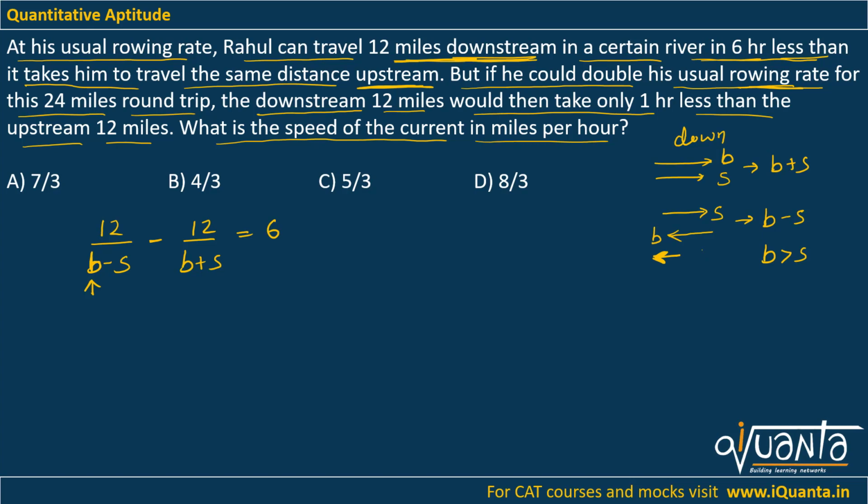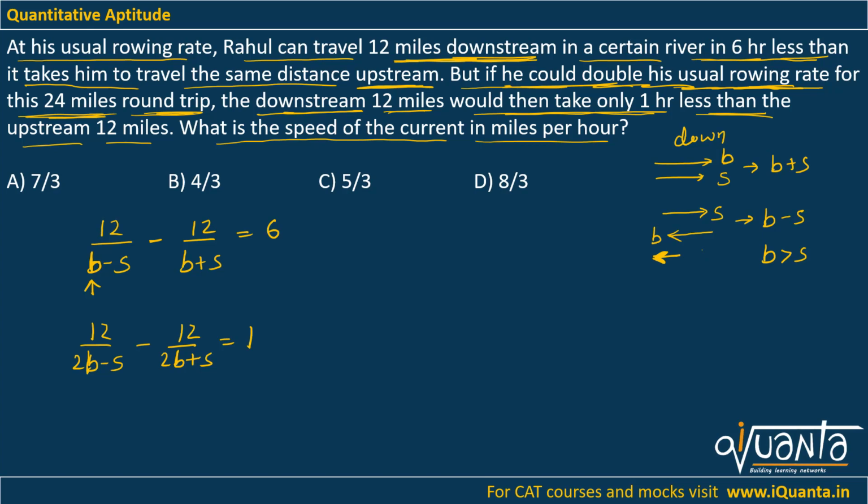So this is what we have. After that, if he could double his usual rowing rate, so now we are doubling b, for this 24 miles round trip, the downstream 12 miles would then take only 1 hour less than the upstream 12 miles. So now we can write the equation: upstream will be 12 upon 2b minus s, because b has doubled, minus 12 upon 2b plus s. This will be 1. So we have two equations now.